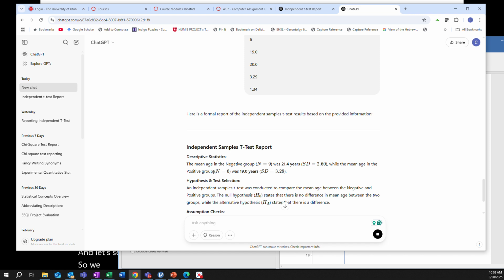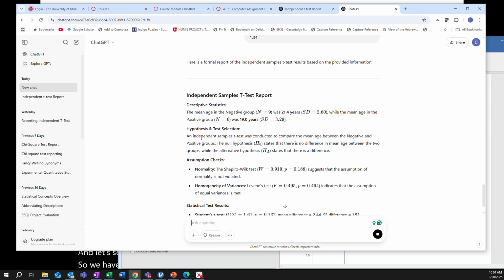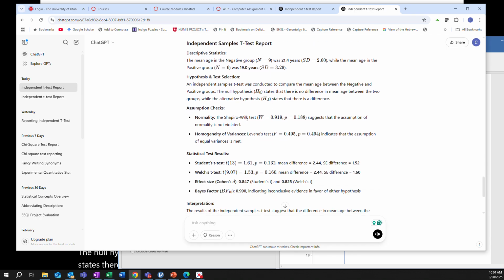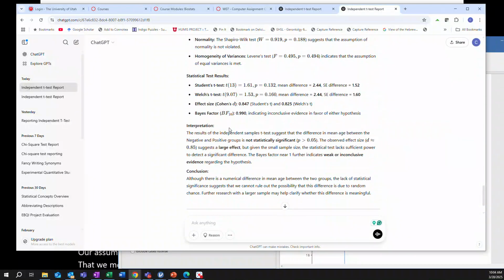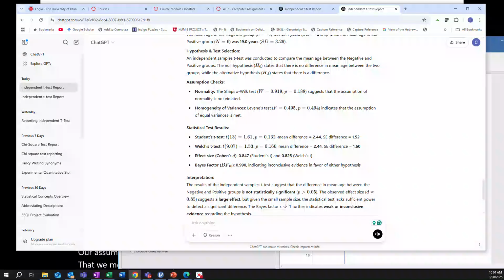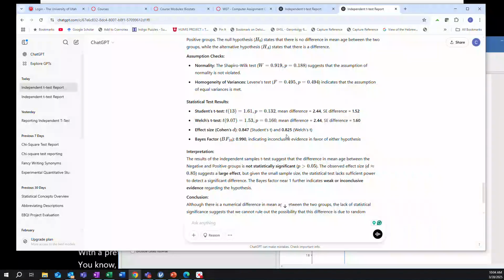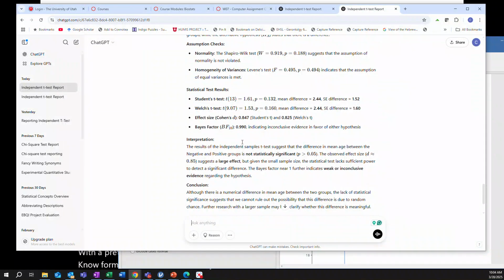So we have some descriptive statistics there. An independent t-test was conducted to compare the mean age between negatives and positive groups. The null hypothesis states there is no difference in the mean age, while the alternative hypothesis states there is a difference. Our assumption checks, it went through and reported our assumption checks, that we met those assumptions. And here's our test results, formatted correctly, and our effect size and our Bayes factor and the interpretation.